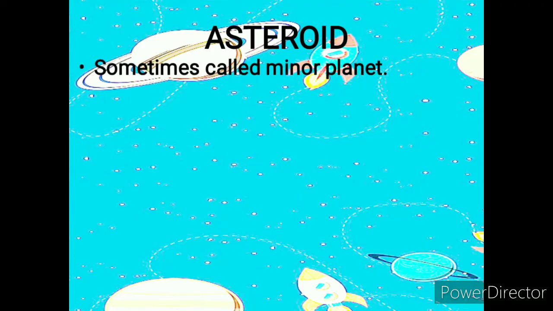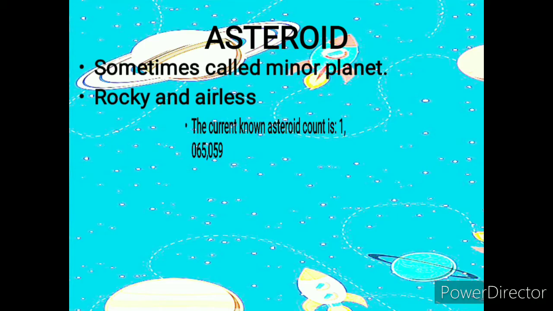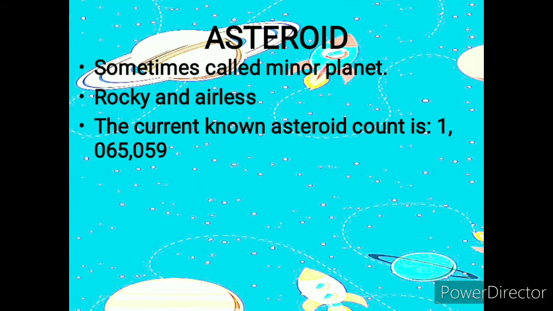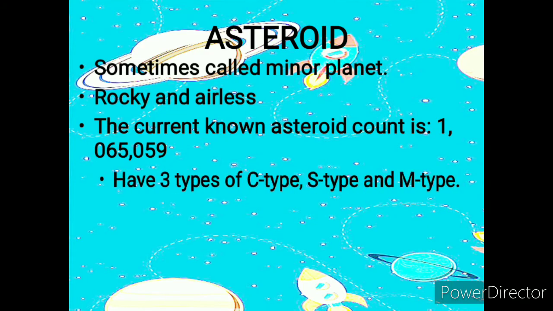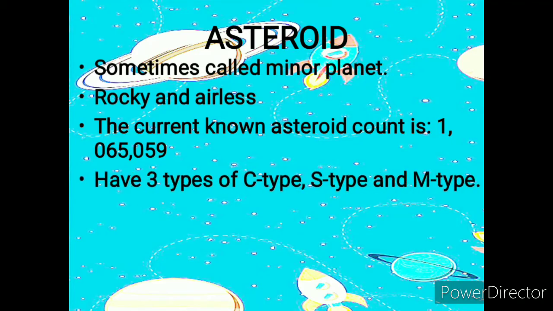Okay, now let's talk about the asteroid. An asteroid is sometimes called a minor planet. It can be rocky and airless. The current known asteroid count is 1,065,059. So, they have been able to count some of them.